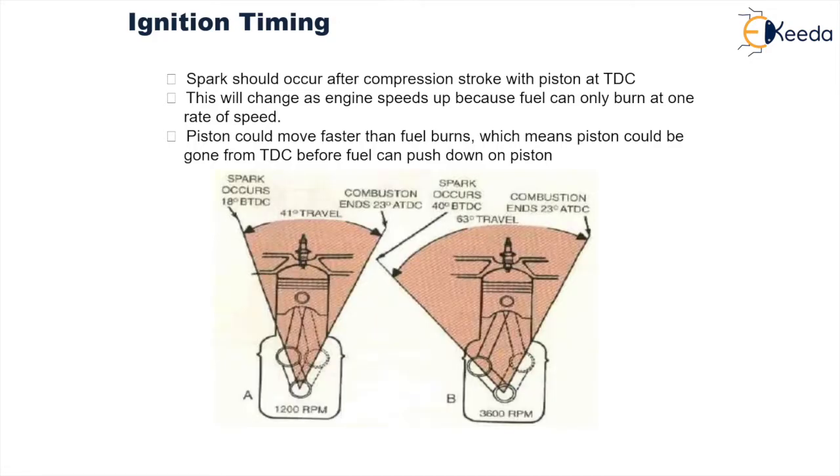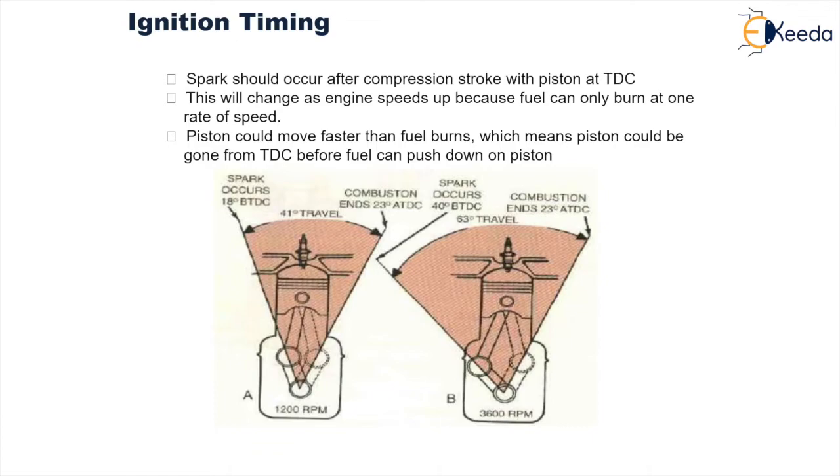Now these diagrams represent what we have discussed right now. The spark in the first case will occur 18 degrees before TDC, that is, before the piston reaches top dead center, at 18 degrees of crankshaft rotation. The spark will take place. It will remain for 41 degrees of crankshaft angle of rotation, that is 41 degrees of travel, and combustion will end at 23 degrees of crankshaft rotation after top dead center in the first case.